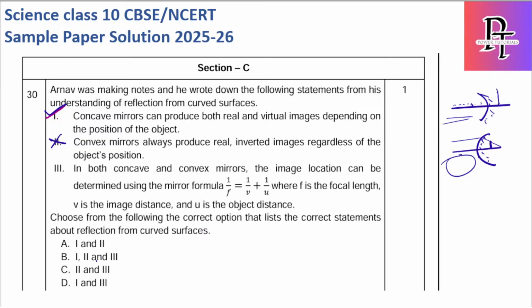2 is wrong, so whichever options have 2 are wrong. So this is wrong, this is wrong, this is wrong. So the only option is this one, which is 1 and 3. Always make sure in the exam to eliminate a few options to get the answer faster. But still we'll check the C option.